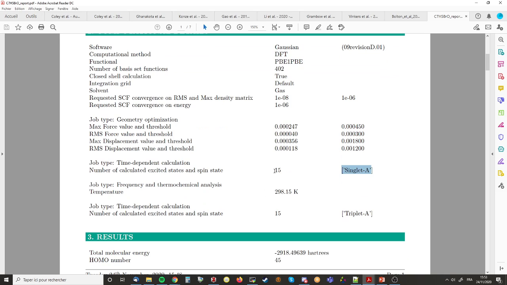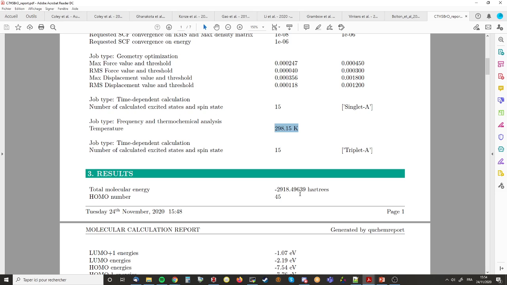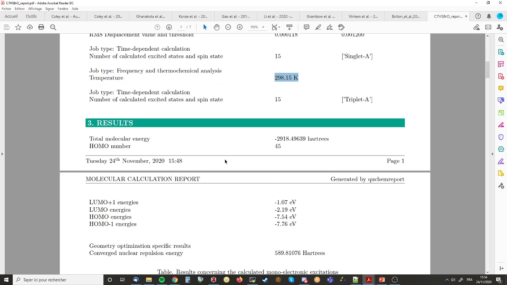So we've computed 15 singlets and 15 triplets. And we have done a frequency calculation at room temperature, because with the frequency calculation, we also have the entropy, free enthalpy, Gibbs energies. So that's why we need to know the temperature. We have in the following the results.